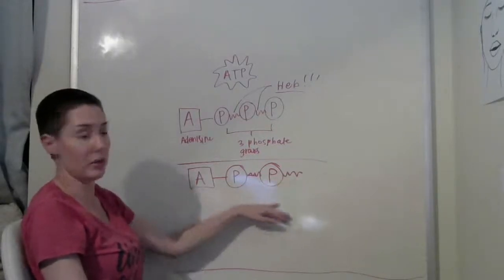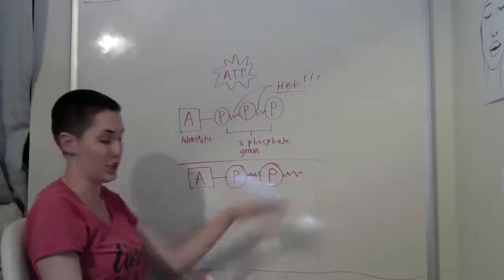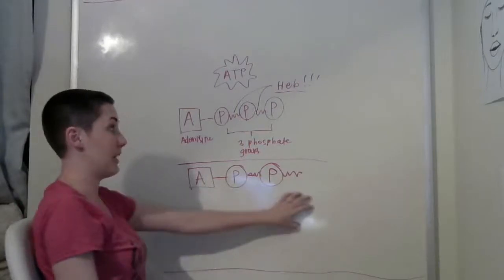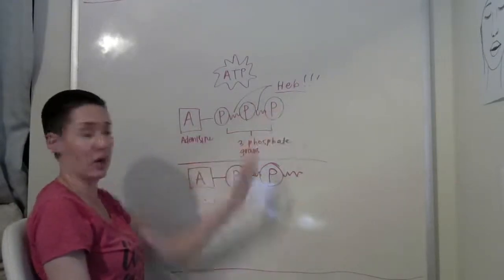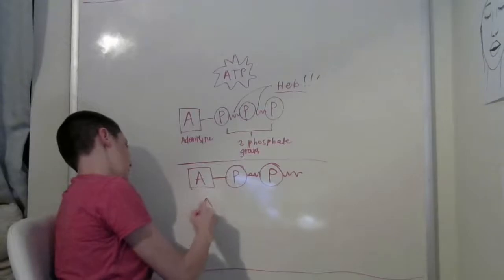These are just the building blocks. This part right here is where the contraction happened. So this is ADP now. It can't be ATP. It doesn't have all these parts. So now this is just ADP.